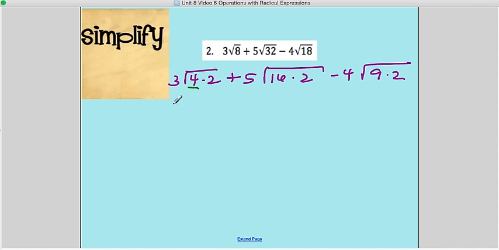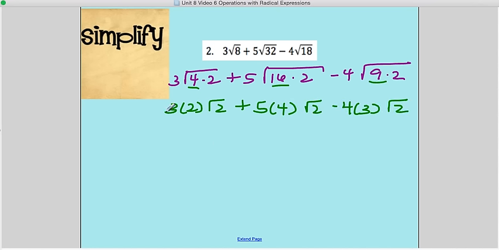So I would have 3 times square root of 4, which is 2, square root of 2, plus 5 times square root of 16, which is 4, square root of 2, minus 4 times square root of 9, which is 3, square root of 2. 3 times 2 is 6 square root of 2, plus 20 square root of 2, minus 12 square root of 2. Once again, my radicals are all the same, so I can add them.